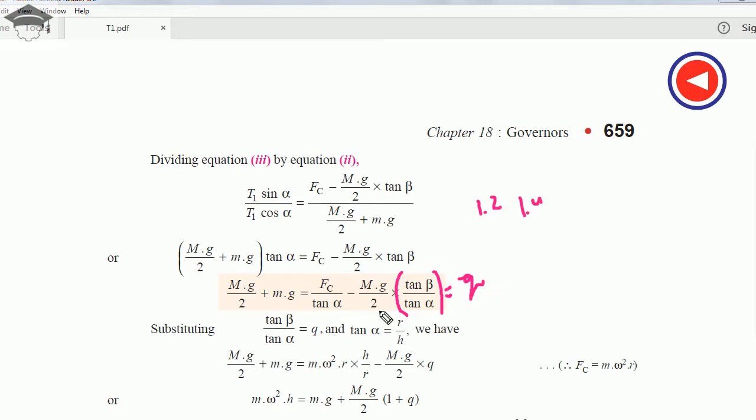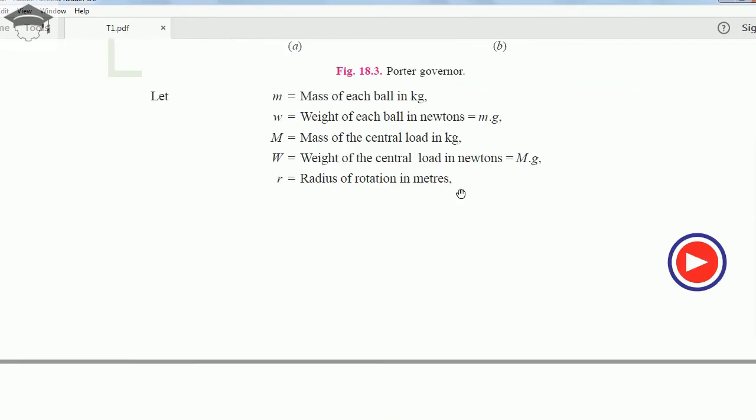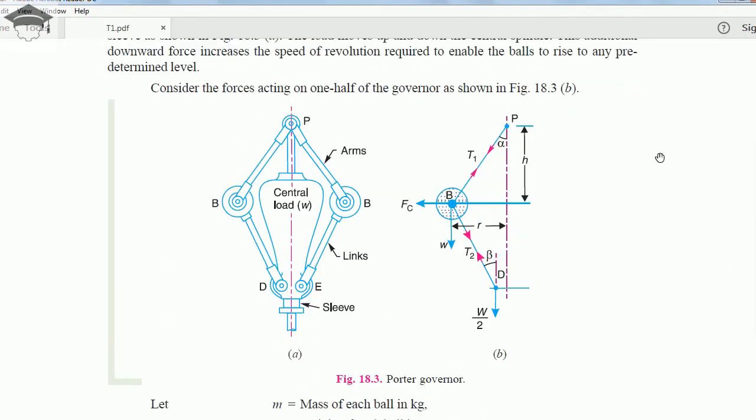So substituting tan beta upon tan alpha equal to q and tan alpha equal to r upon h. Now how do we get tan alpha equal to r upon h? Let me show you from the diagram. Tan alpha equals r upon h, because this value is r, this value is h. So we write tan alpha equal to perpendicular, that is r, upon base, that is h.